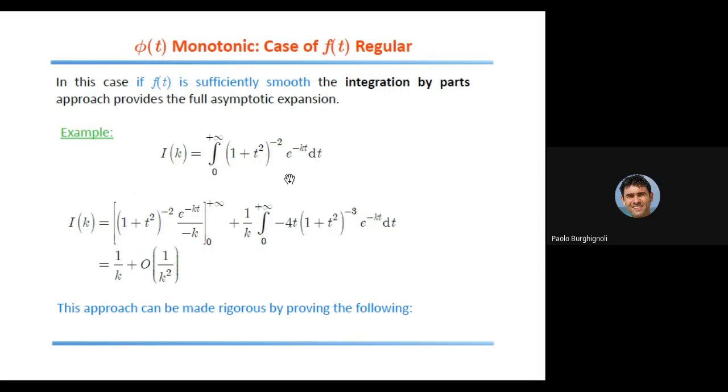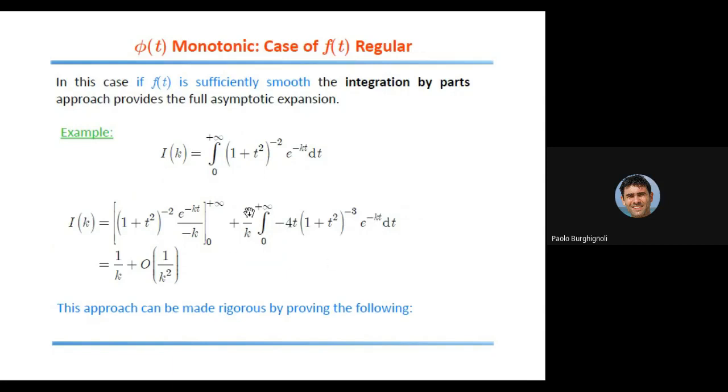So if you perform an integration by parts, you find the antiderivative of the exponential, which gives rise to this term here, the exponential over minus k, and you keep the other term, the function f, unchanged. Then this must be evaluated at infinity and at 0, the boundaries. Then there is the second term in the integration by parts procedure, which is an integral from which you can extract the factor 1 over k, which does not depend on t. And then what remains inside the integral is what you can read here.